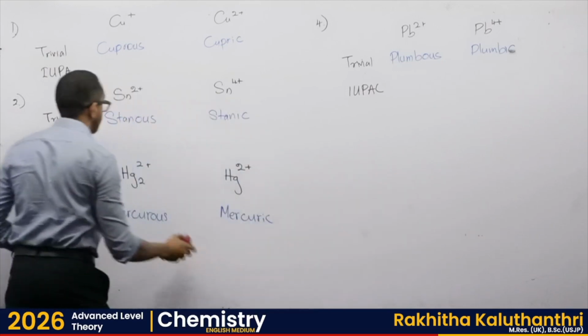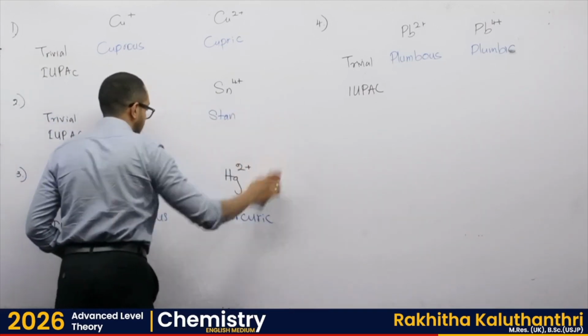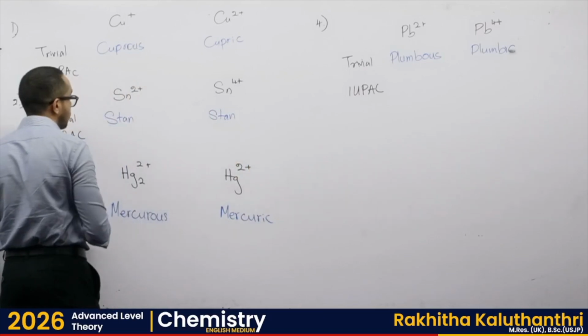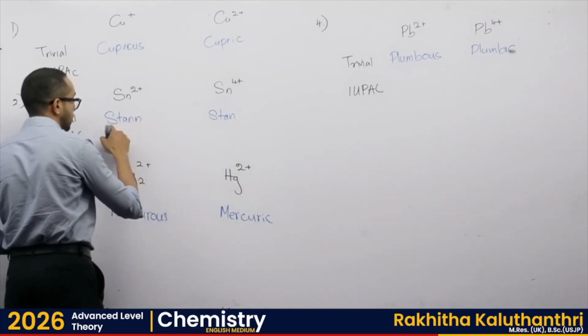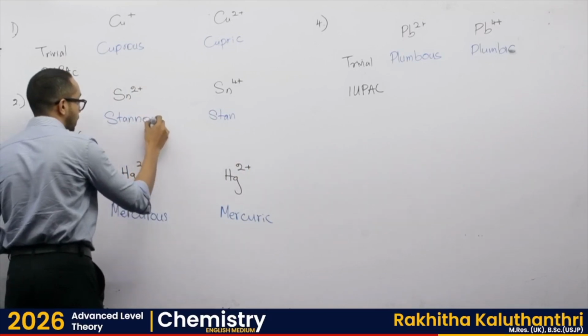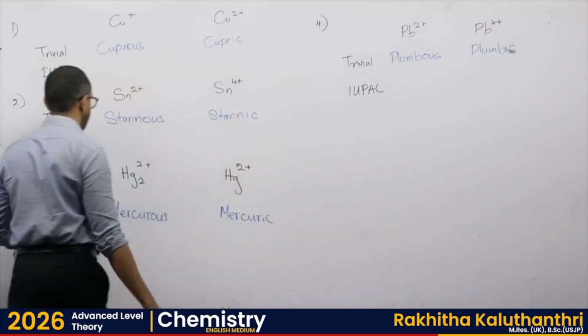There's a small additional N here, students, so we have to make that correction. Sorry, I missed out on that. So stannous has two N's, S-T-A-N-N-O-U-S, and this is stannic.